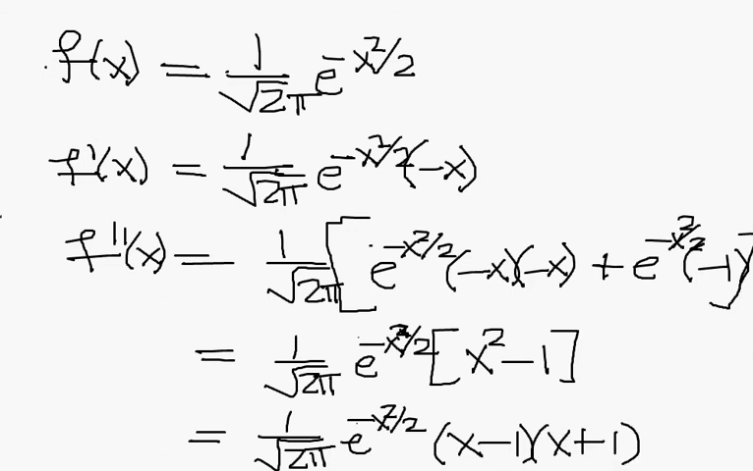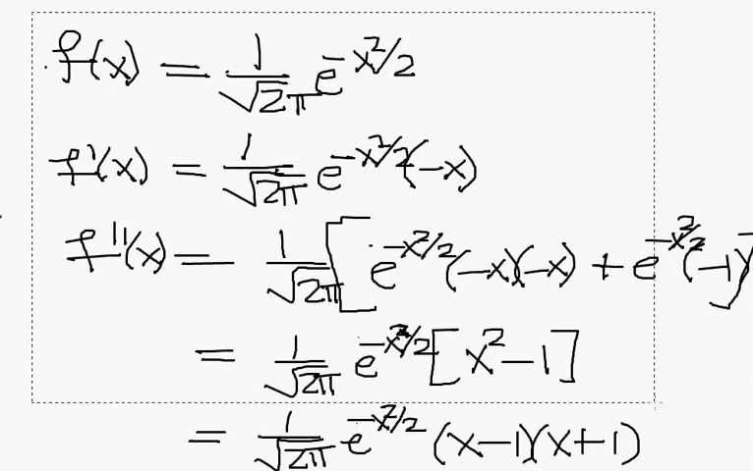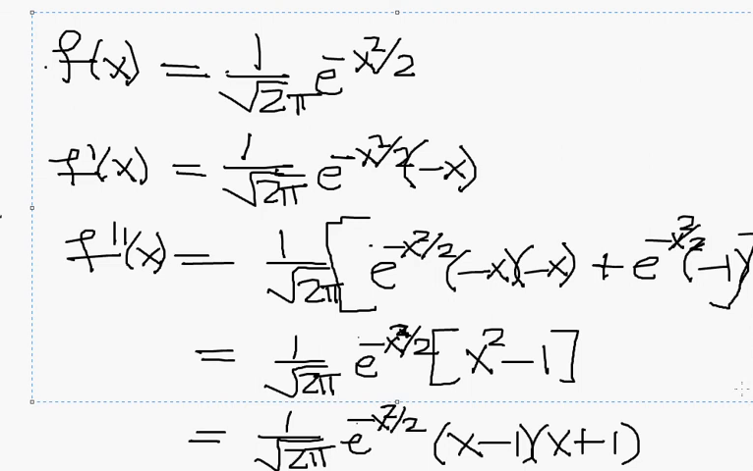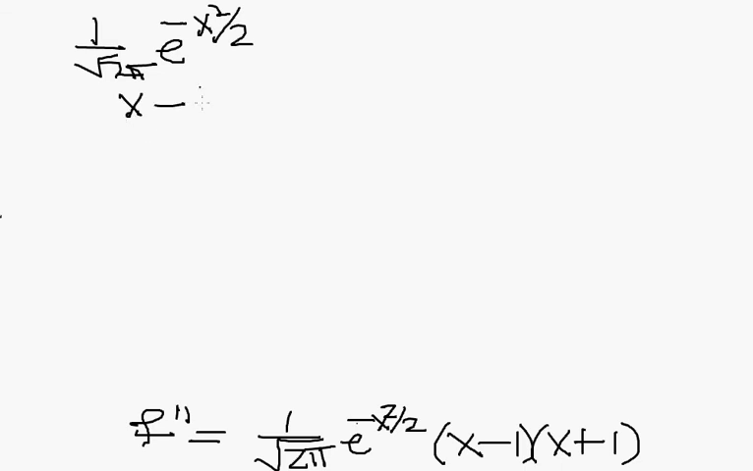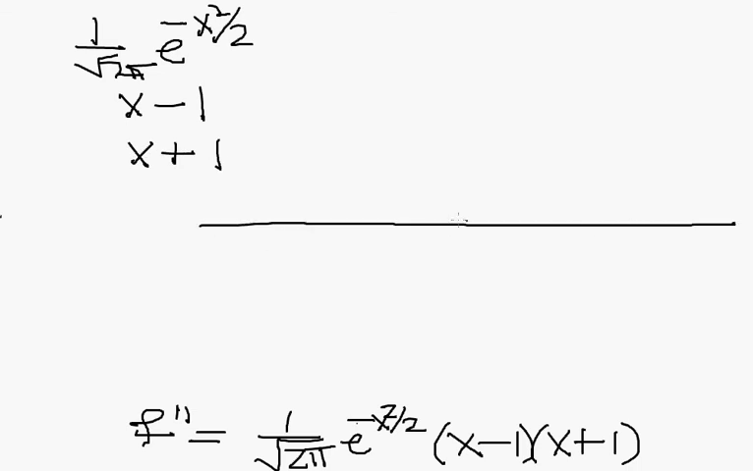So it looks like we have possible points of inflection at -1 and at +1, where the second derivative is equal to 0. To confirm that this actually happens, let's do a quick sign chart. We have 1 over square root of 2 pi times e to the minus x squared over 2. That's part of the second derivative. So let me mark down here that this is the second derivative. We also have x minus 1, and we also have x plus 1. The points of interest are -1 and +1.